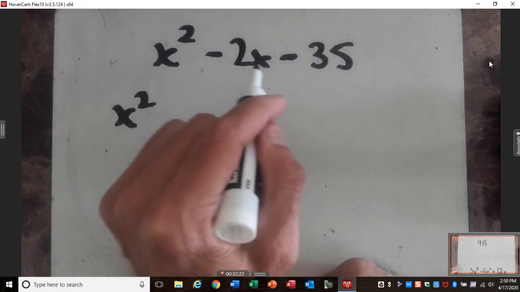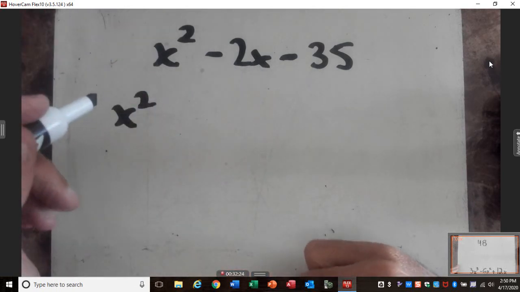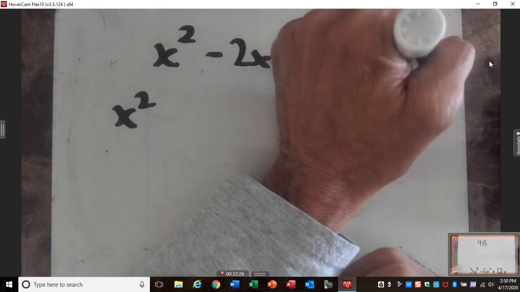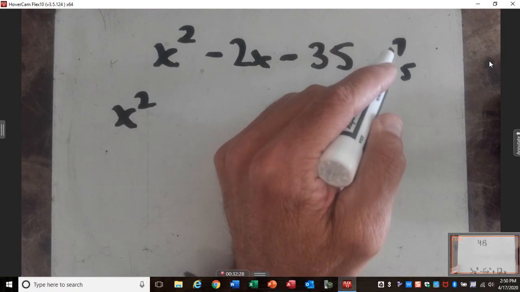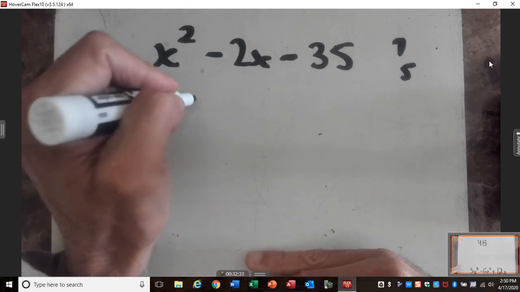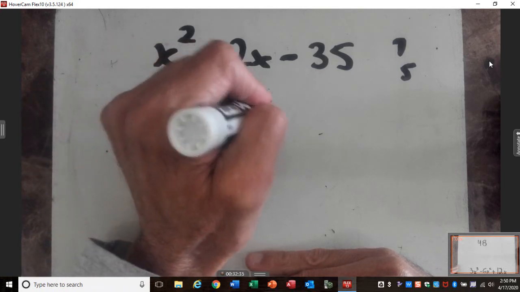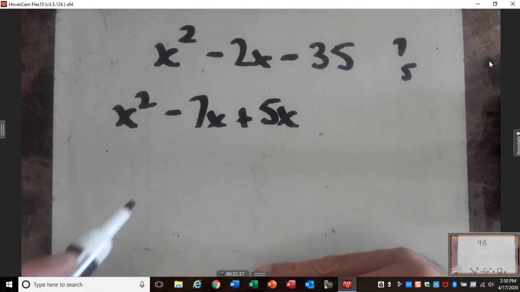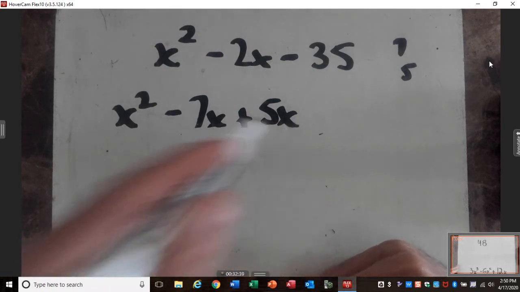So factors of 35 that when you subtract give you 2 are 7 and 5. I'll put it over here if you want the visual. Now remember, we want to write these so that we get a negative 2x. So we're going to go minus 7x plus 5x. And again, Mr. Purdy, could we go 5x minus 7x? Yes, you could.